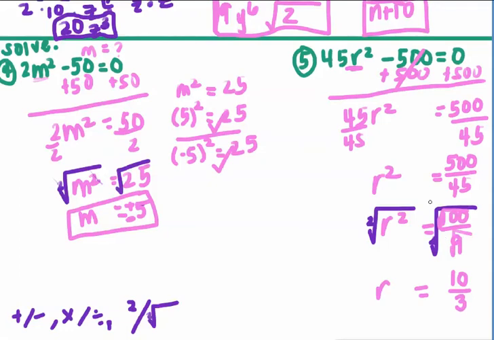And then remember, because we're doing these radicals here, what do you have to always put in front here? It's not just positive 10 over 3, but it's also negative. So final answer for this is going to be plus minus 10 over 3.